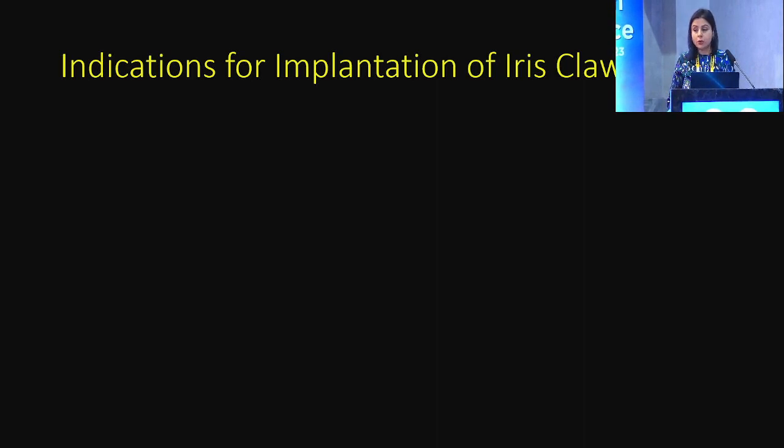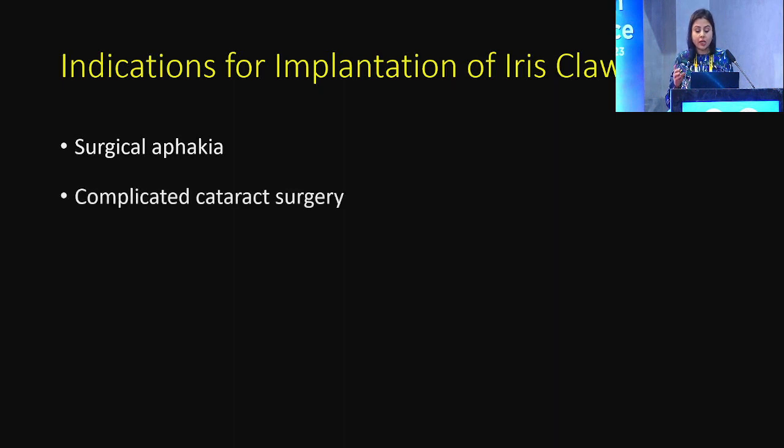So first and foremost, the indications that I commonly use this lens for in my practice. One is surgical aphakia, where we have either been referred a patient from outside, or we've had our own complication and we post them as a secondary surgery for this IOL. Or we have a complicated cataract surgery and we have the IOL power for iris claw IOL available and we can directly implant it. The only difference is, since most of our surgeries are topical, we have to give peribulbar block to do this procedure.